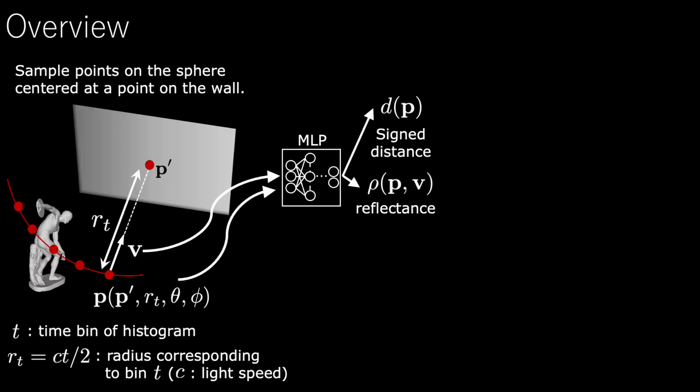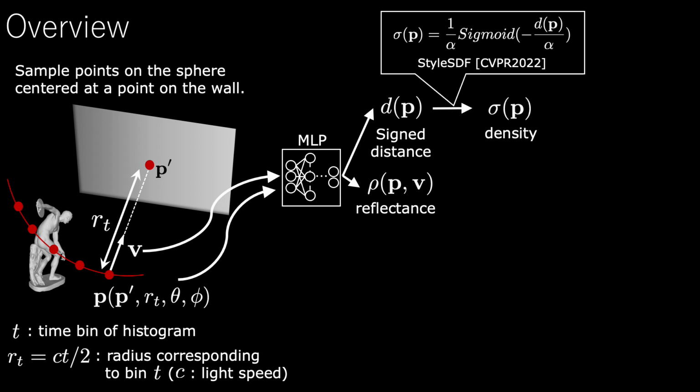This is the overview of the proposed method. We first sample 3D points on the sphere centered at the point on the wall. The radius of the sphere corresponds to the time bin of the histogram. The sampled point is then passed through an MLP to estimate signed distance and reflectance.